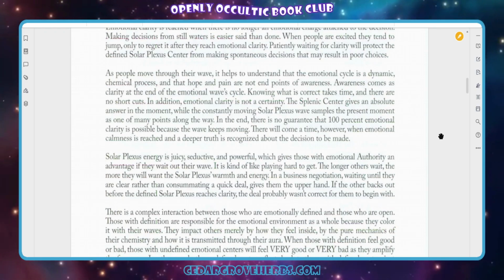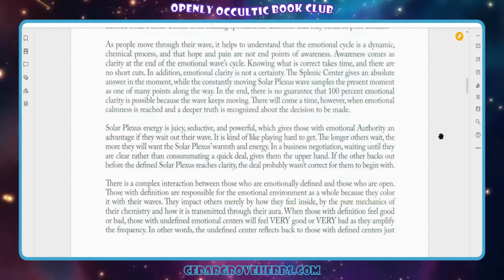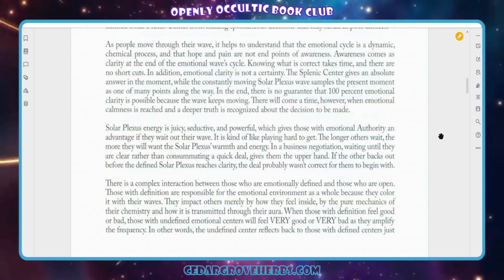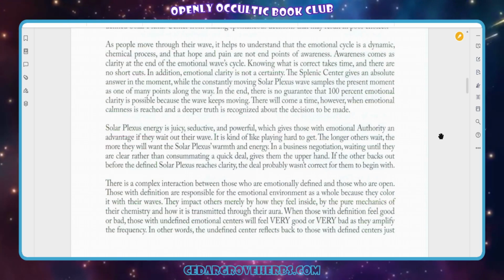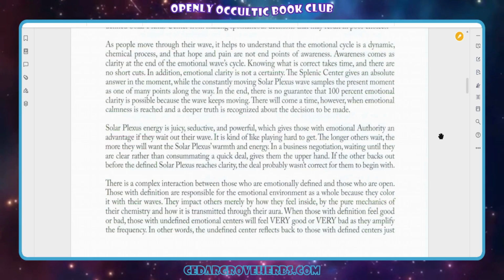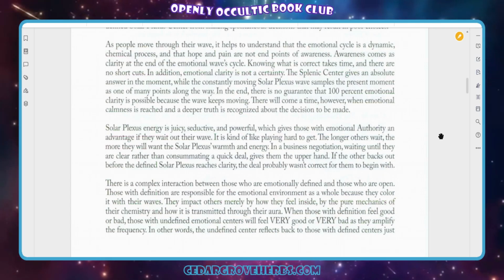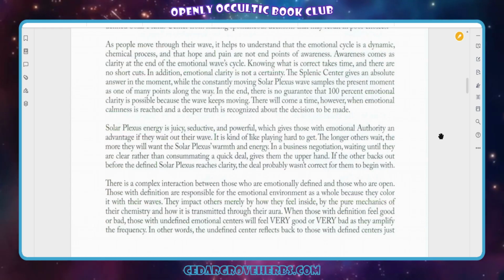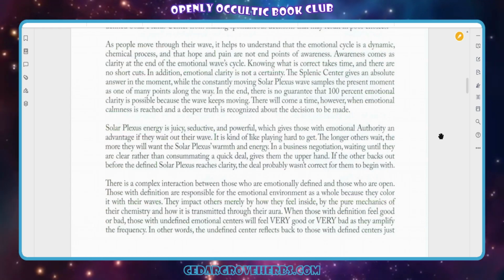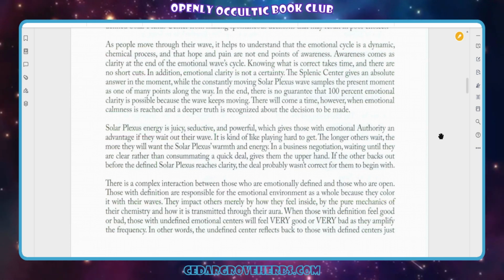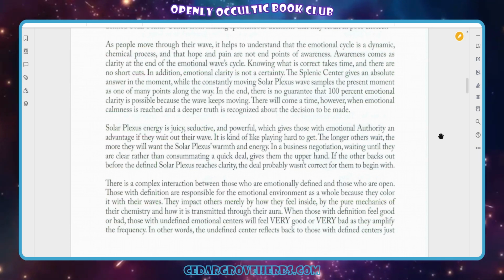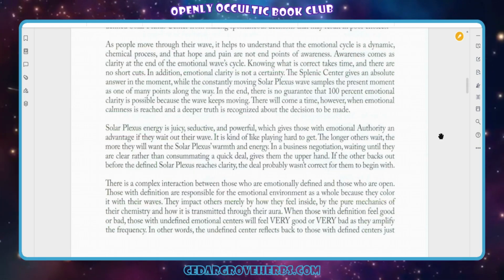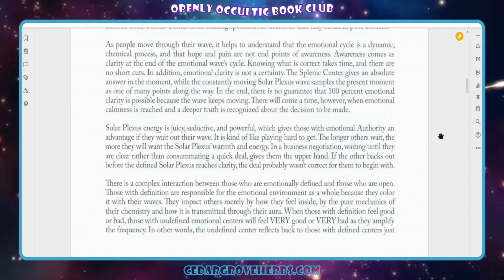Solar plexus energy is juicy, seductive, and powerful, which gives those with emotional authority an advantage if they wait out their wave. It's kind of like playing hard to get. The longer others wait, the more they'll want the solar plexus's warmth and energy. In a business negotiation, waiting until they are clear rather than consummating a quick deal gives them the upper hand. If the other backs out before the defined solar plexus reaches clarity, the deal probably wasn't correct for them to begin with.